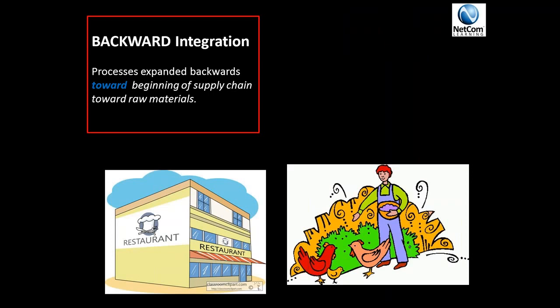Now let's talk about backwards versus forward integration. Simply put, backwards integration is when processes expand backwards towards the beginning of your supply chain, towards the end of the value chain that really deals with the raw materials. So if we have a restaurant and instead of buying our chickens from a vendor, we decide to have our own farm where we raise our own chickens, well, we've introduced another business process. And because we're going back towards the raw material, this is an example of backwards vertical integration.